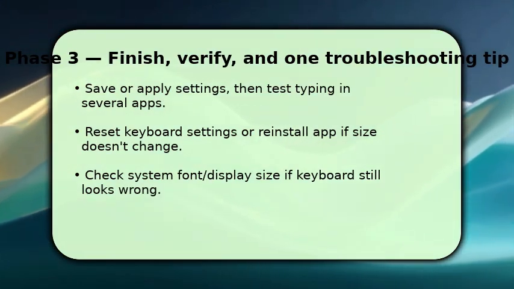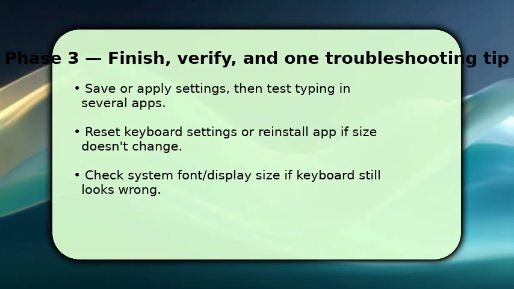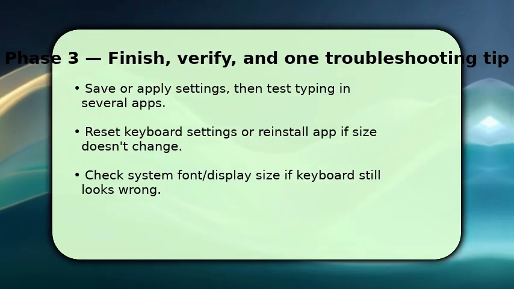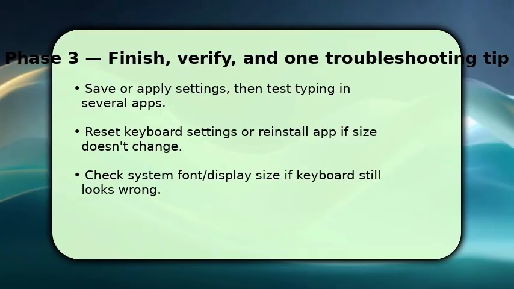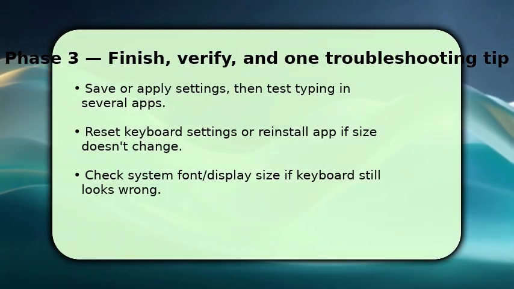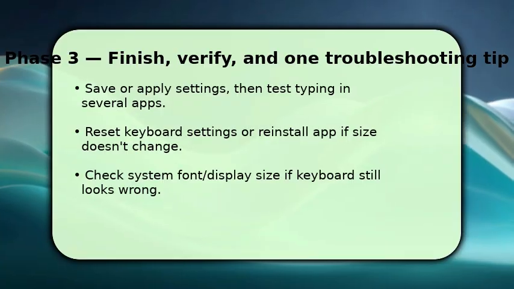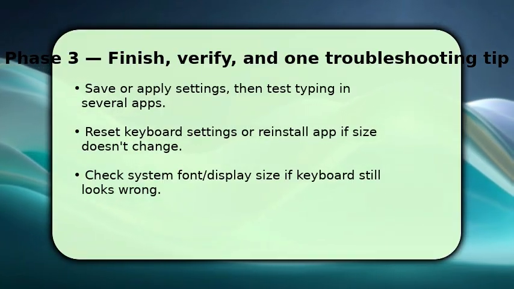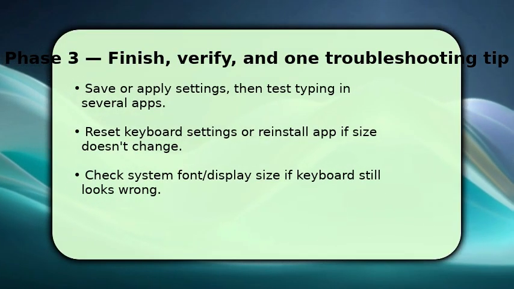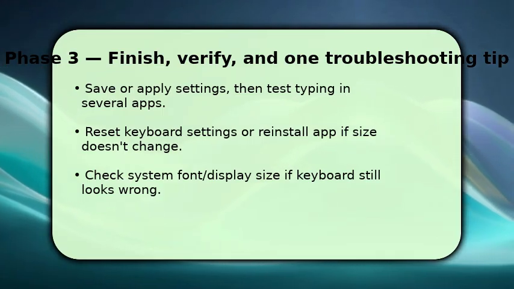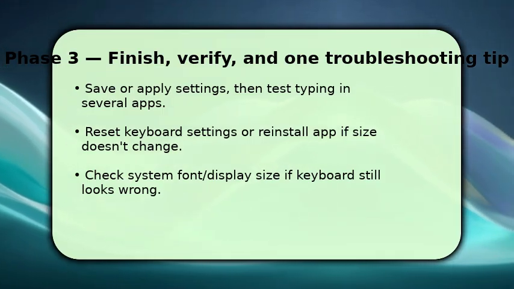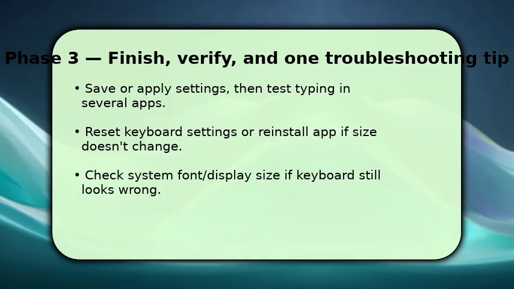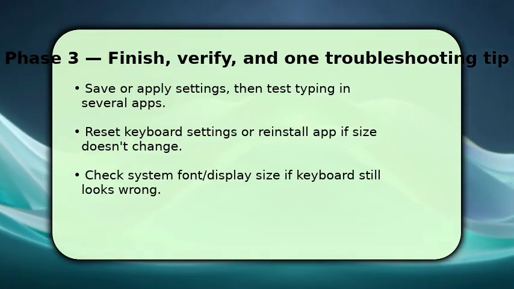If the keyboard ignores your setting, reset the keyboard app settings or reinstall the app. This fixes corrupted preferences. Also make sure System Display or font size isn't overriding the keyboard. Adjust in Settings Display. If problems persist, restart your phone. That clears cached UI scaling. One key troubleshooting tip: confirm you edited the active keyboard, not a disabled alternative.